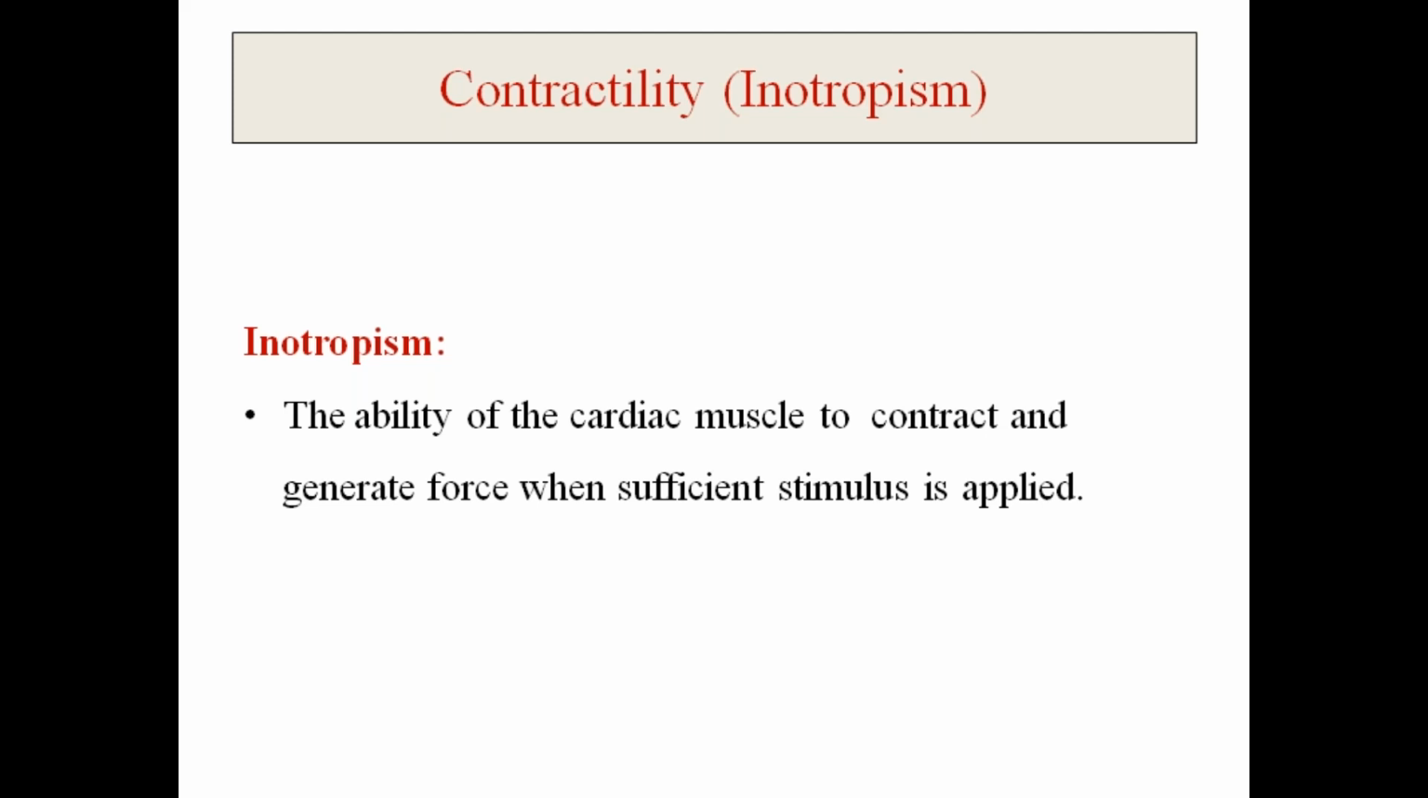So basically, contractility or inotropism is the ability of cardiac muscle to contract and generate a force whenever a stimulus of sufficient strength is applied. The stimulus is the impulse generated from the SA node. In response to that stimulus, your cardiac muscle will contract and generate a force, and because of this force, the blood is pumped.